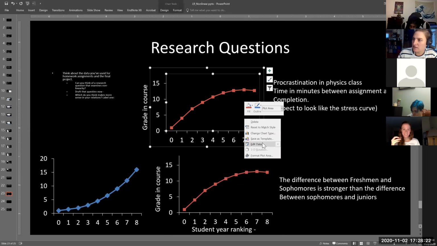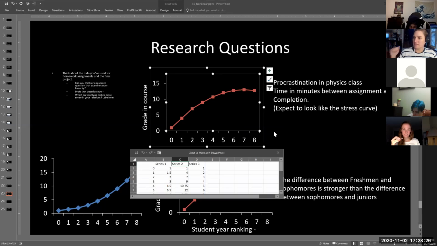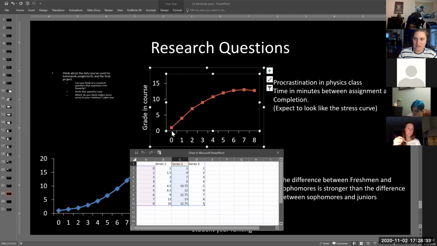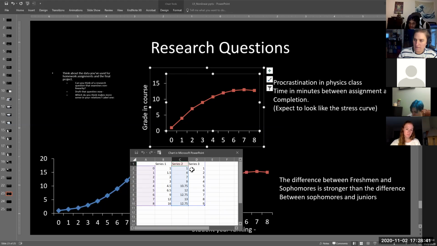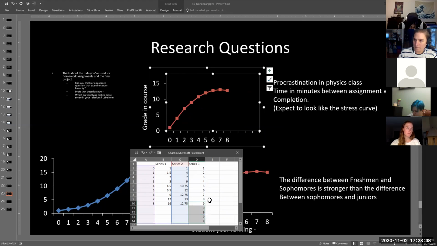I actually think I can edit this. Nice. And while I do that, see if you can write a sentence about the difference between the slope here and the slope here, like I did for the freshmen to sophomores.